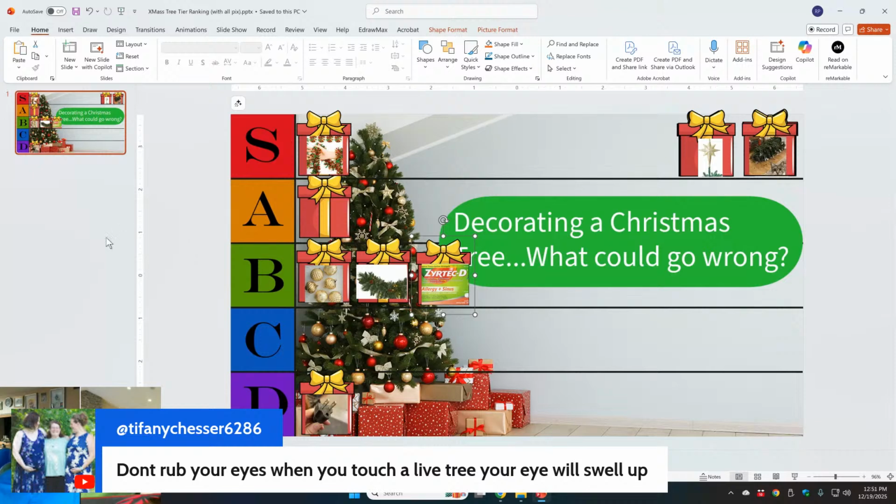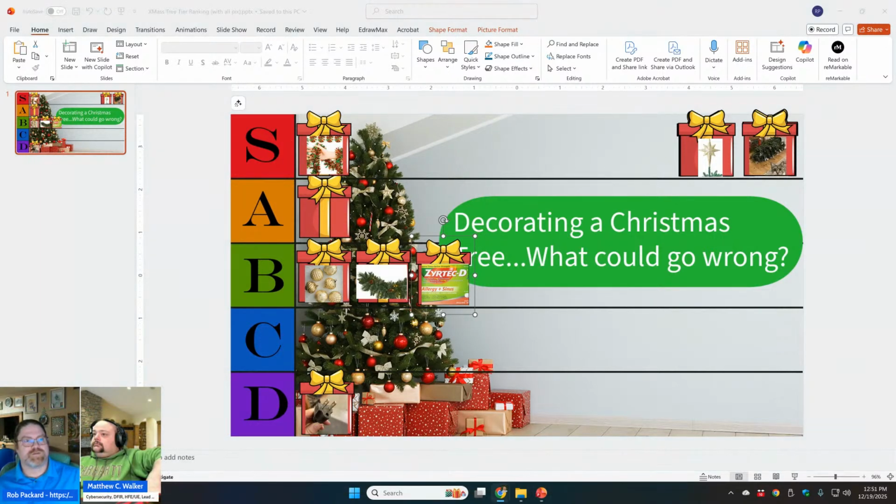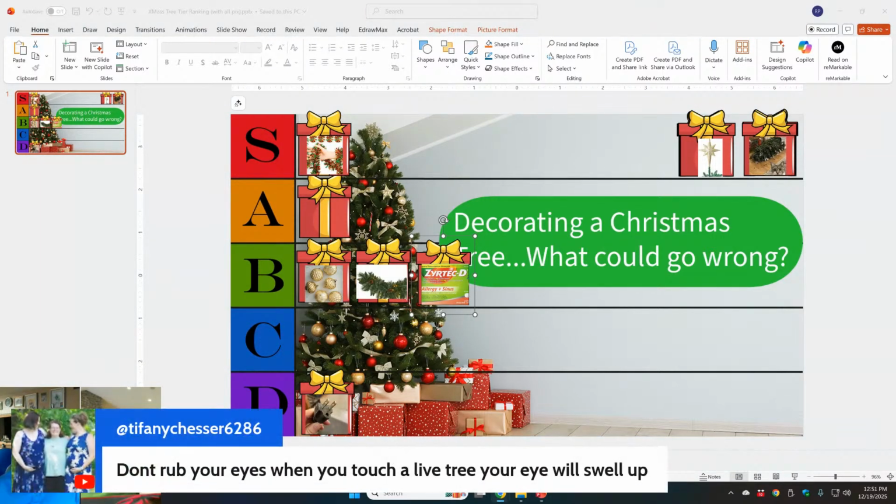So, we have somebody that's actually an expert in Christmas tree allergies saying, do not rub your eyes after you touch the live tree, or you will swell up. That would definitely bump it up from surface contact to now we are dealing with mucosal contact, which increases the pain and suffering quite substantially. So I think we've got to keep it at least in that B category. But I think Benadryl will do the trick if the Zyrtec doesn't.